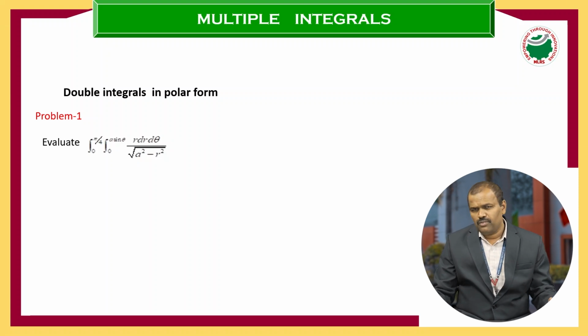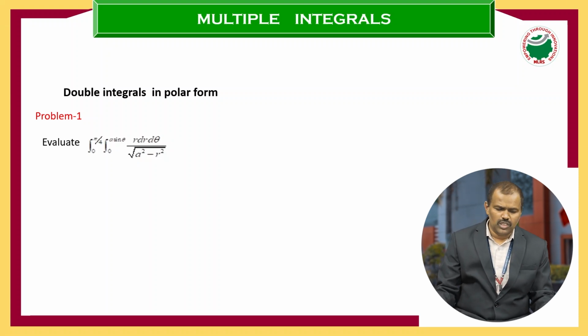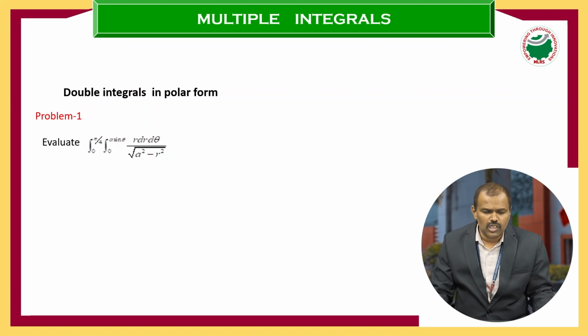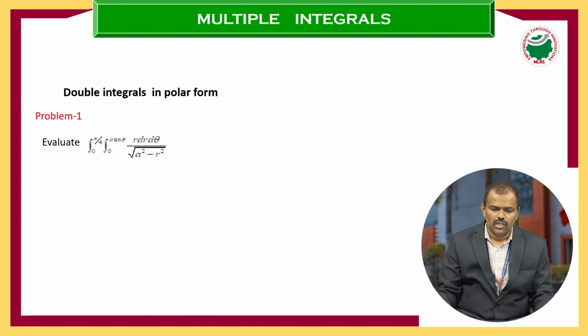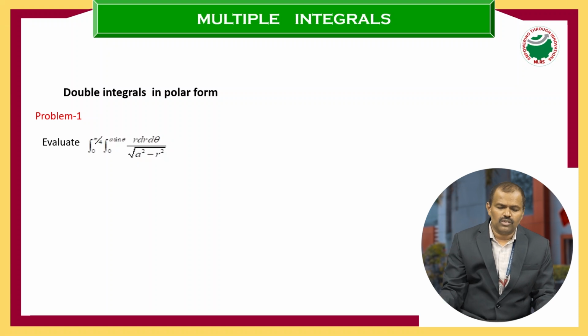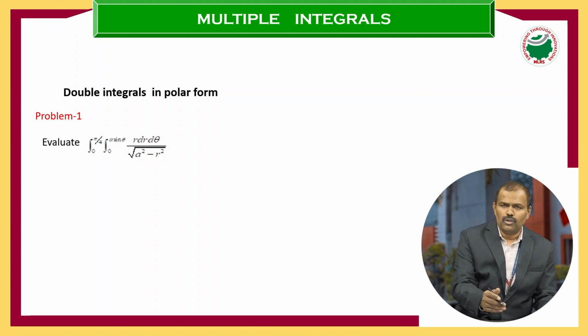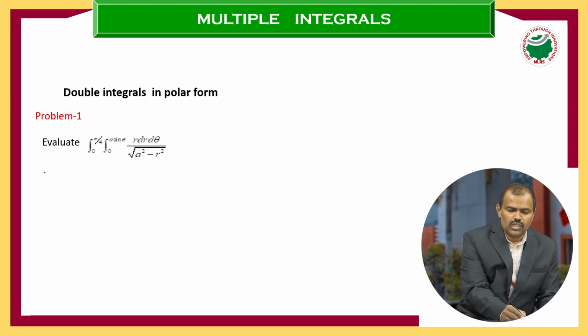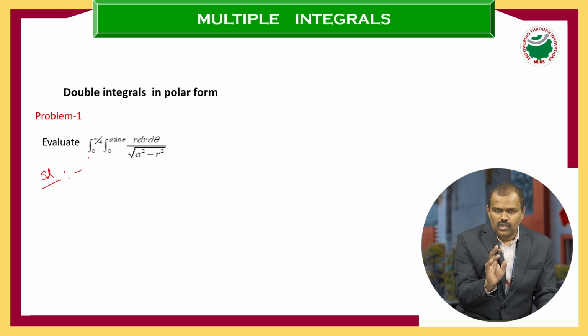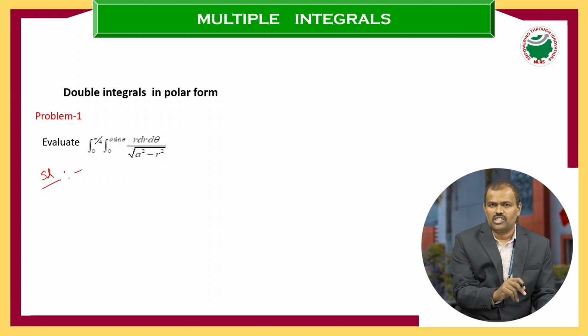Here I will explain with some problems. The first question is: evaluate integral 0 to pi by 4, integral 0 to a sin theta of r by square root of a square minus r square dr d theta. This is the first problem we are going to solve. It is very easy to identify. Here two integrals are there. One is in terms of theta, another one is constant.